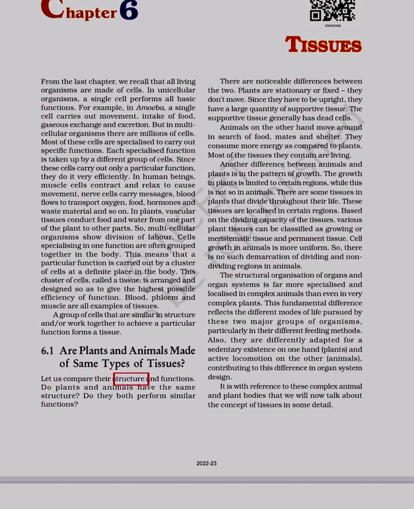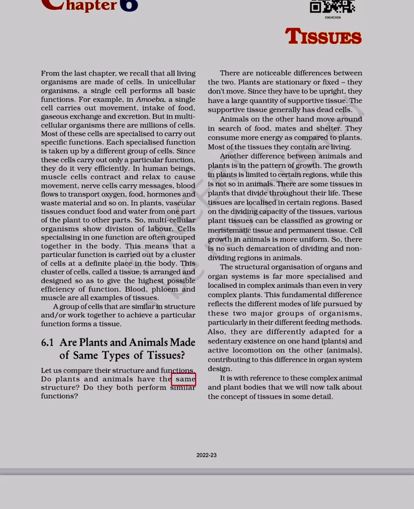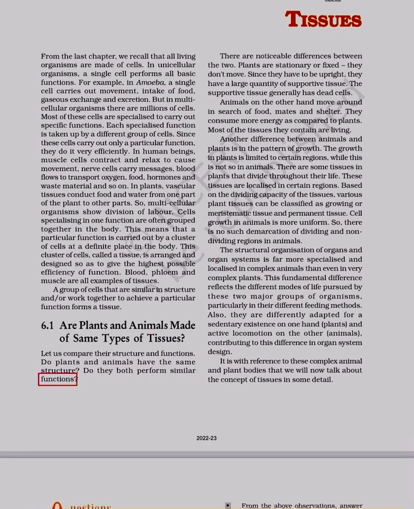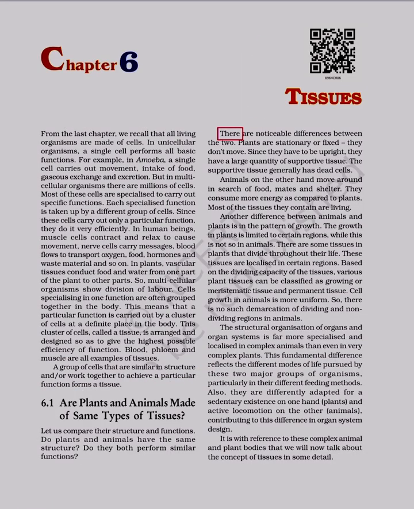Let us compare their structure and functions. Do plants and animals have the same structure? Do they both perform similar functions? There are noticeable differences between the two. Plants are stationary or fixed, they don't move. Since they have to be upright, they have a large quantity of supportive tissue. The supportive tissue generally has dead cells.